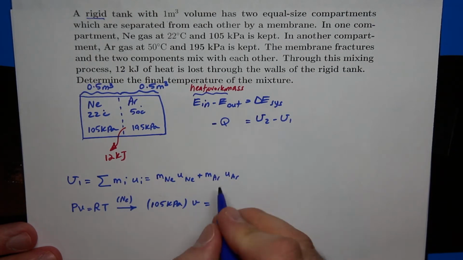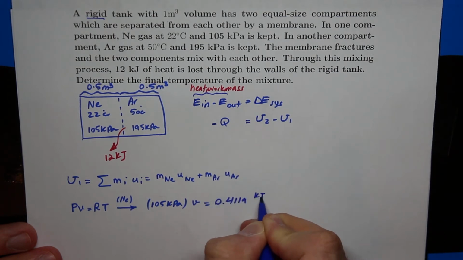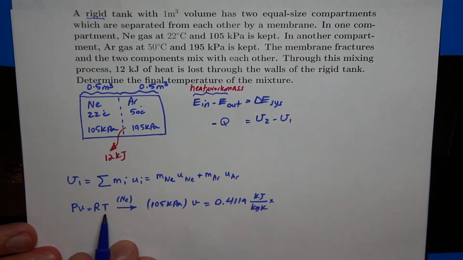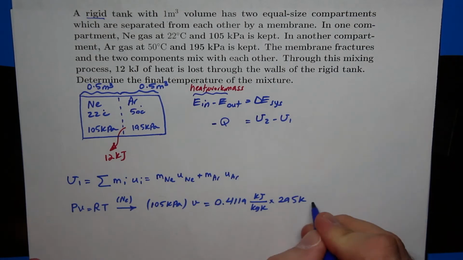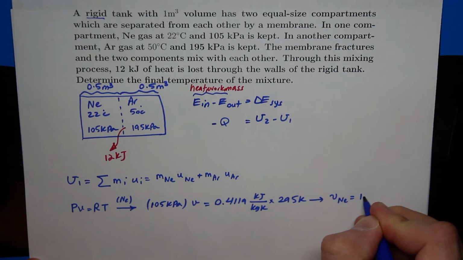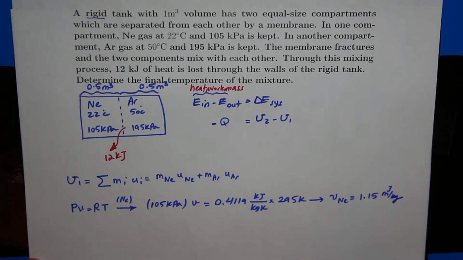Okay, R is going to be R value for the neon gas, so that comes from the table A1, and for neon is 0.4119 kilojoule per kilogram Kelvin, and T here is the temperature of neon gas, but I need to convert that into Kelvin, so I need to convert 22 degrees C into Kelvin, and that will be 295 Kelvin. Okay, so by solving this problem, I'm able to find the specific volume for neon gas before the membrane breaks, and that is 1.15 meter cube per kilogram.